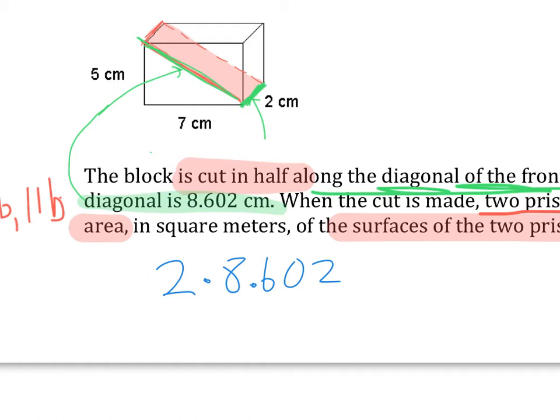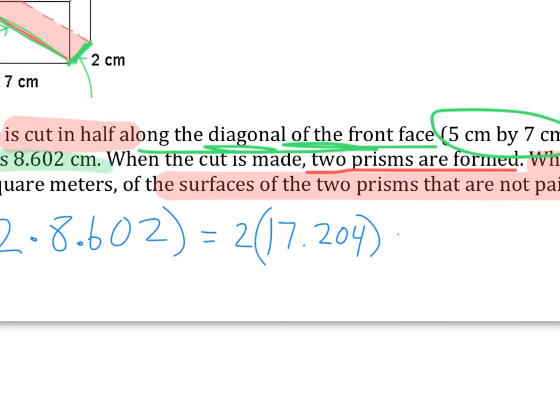Now remember, we have 2 of those. So because there are 2 of those rectangles, we do times 2. So one rectangle is 17.204, right? But I have 2 of those rectangles, one on the top prism, one on the bottom prism. So we double the area. Our final answer is 34.408 centimeters squared, because it is area.